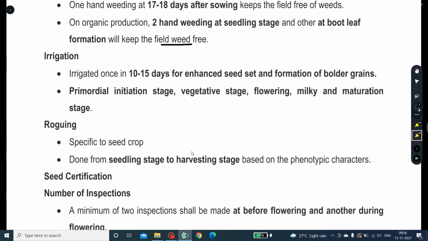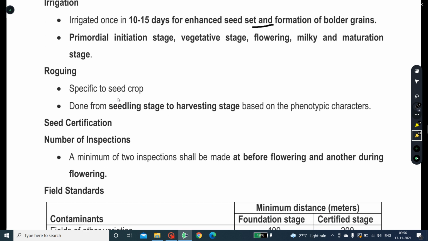The next one is irrigation. The crop should be irrigated once in 10 to 15 days for enhanced seed set and formation of bold grains. The critical stages of irrigation are primordial initiation stage, vegetative stage, flowering, milky and maturation stage. If irrigation is withheld in these stages, seed set will be poor and seed size will be reduced.